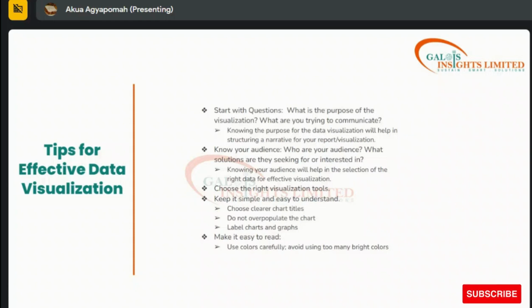You should know your audience, who you are trying to convey the information to, and then you choose the right visualization tool. That's why I stated that you should know your data type. Quantitative data type has a particular set of charts that you can use. It's not every chart type that you can use for every variable.